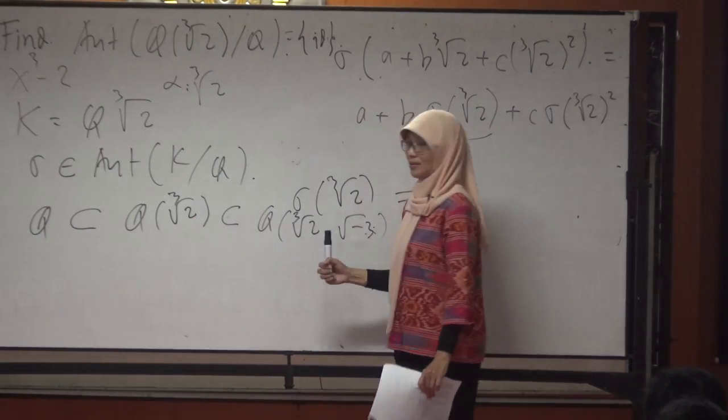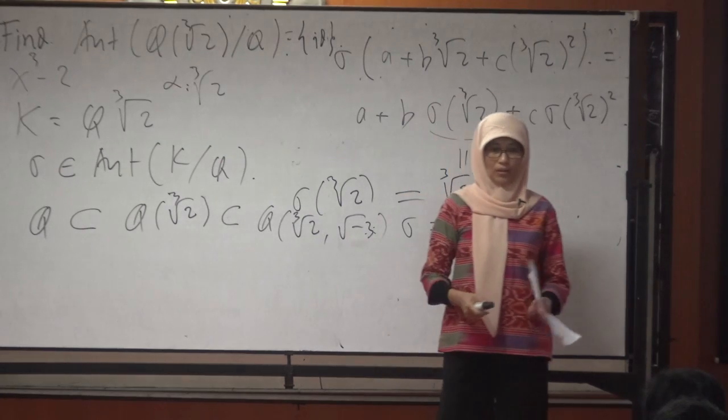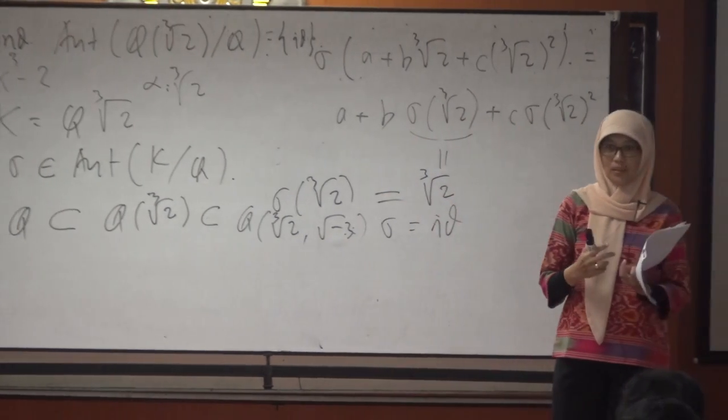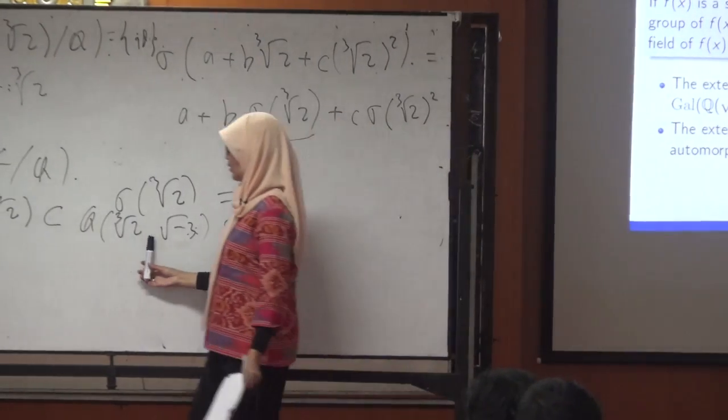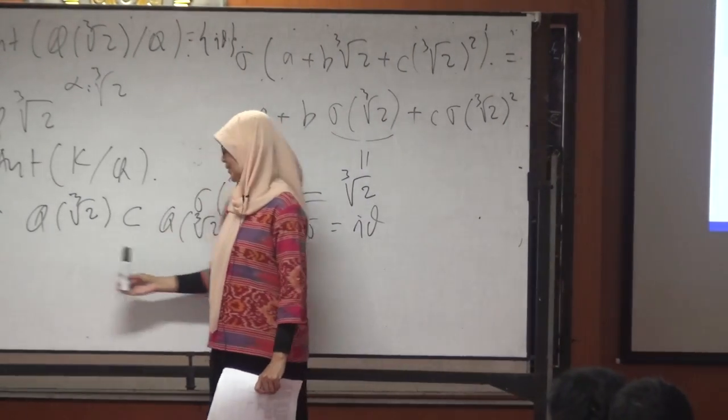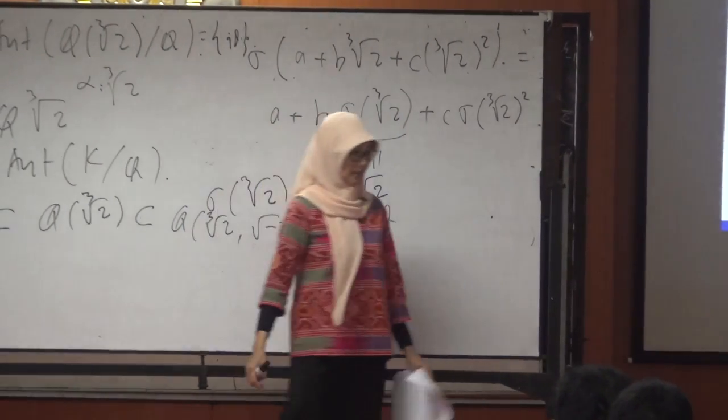So this extension is Galois over Q, but this one is not Galois over Q, because this is not normal. This is normal. The condition of a Galois extension is normal, separable, and finite. In our case, it is finite, but this is normal and this is not normal. This is a splitting field, but this is not a splitting field.